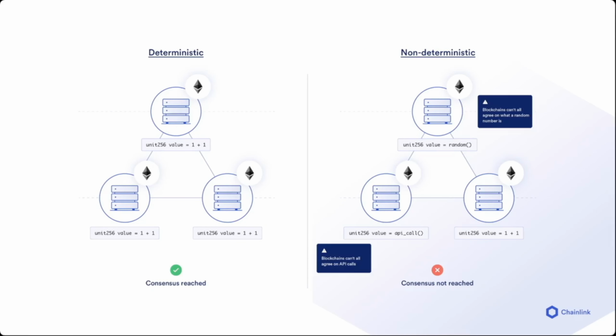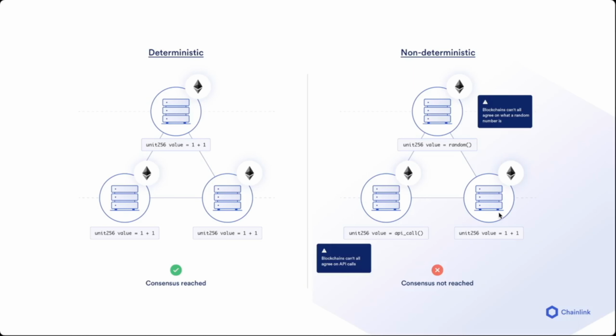Now, just to get a little bit more technical for you, a blockchain can easily say 1 + 1 = 2, and every other node can easily verify this. However, a blockchain can't easily say, okay, let's all grab the same random number, because each node is going to get a different random number. They also can't say, hey, let's make an API call, because if one node calls the API at a different time than another node calls it, or specifically like an HTTP GET, they could potentially get very, very different results.